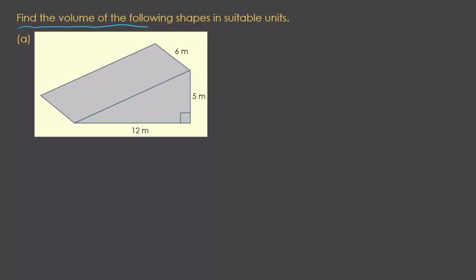Find the volume of the following shapes in suitable units. Since all the measurements in this first shape are in meters, I'm going to go for cubic meters. Now, the volume of a prism is equal to the cross-sectional area times the length. You just need to identify the cross-section. In this case, it's going to be the triangle here.